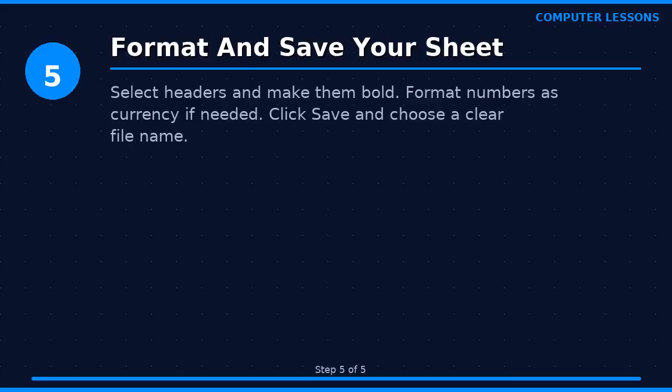Dress it up, bold those headers, format the prices as currency, then click Save, pick a folder, give it a clear name, and lock in the win. From blank grid to spreadsheet, Excel just ran the perfect 2-minute drill.